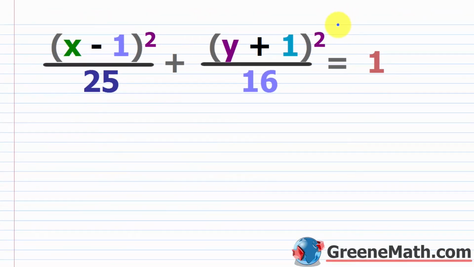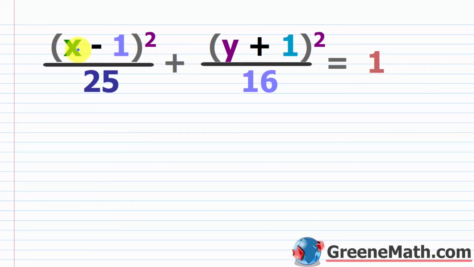Okay, so let's talk a little bit about shifting things around now. We're just going to look at an example. We have the quantity x minus 1 squared over 25 plus the quantity y plus 1 squared over 16 equals 1. The first thing I'm going to tell you is just think about the formula I just worked out with you and then just shift things. So how does this shift?